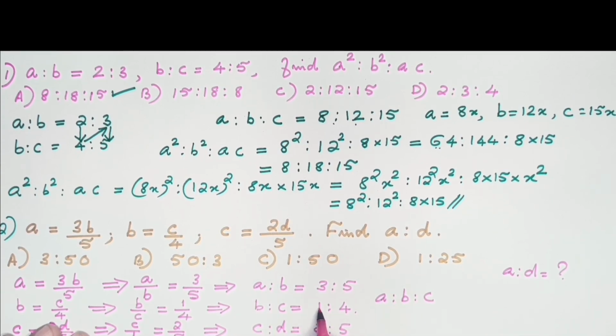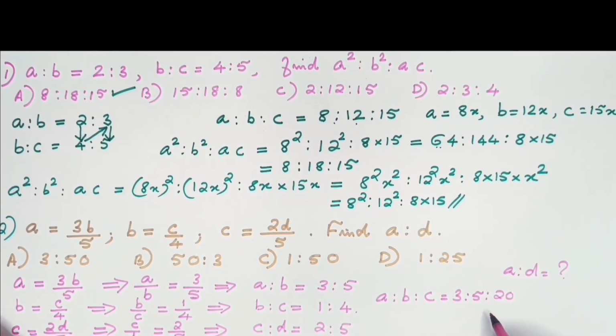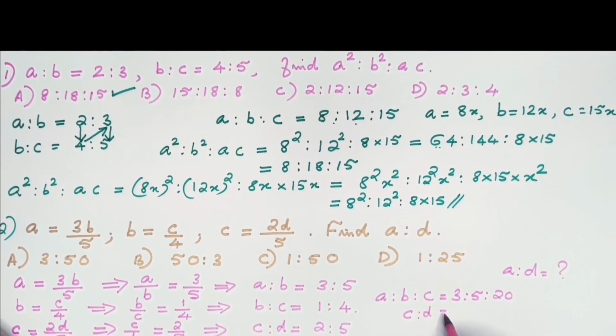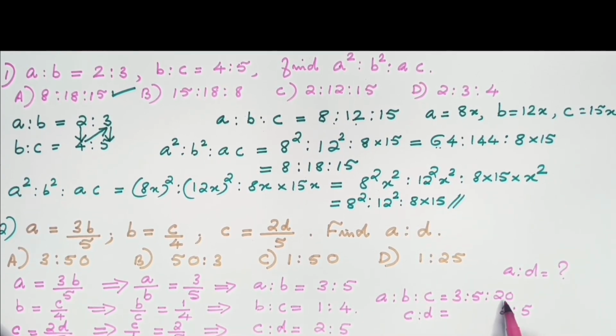You multiply like this, 3 multiplied by 1, then 1 multiplied by 5, then 5 multiplied by 4, 20. So this is A is to B is to C. Now C is to D, 2 is to 5. See, we are combining this ratio with 3 terms with another ratio with the 2 terms. You can see the term C being common, but here they are different.